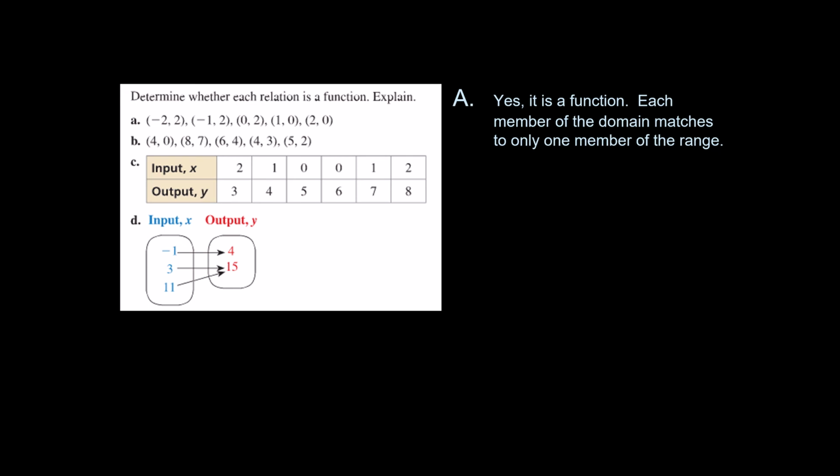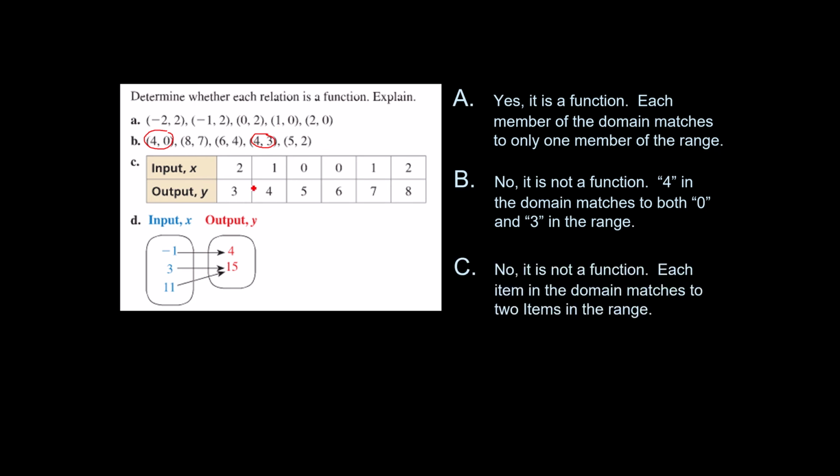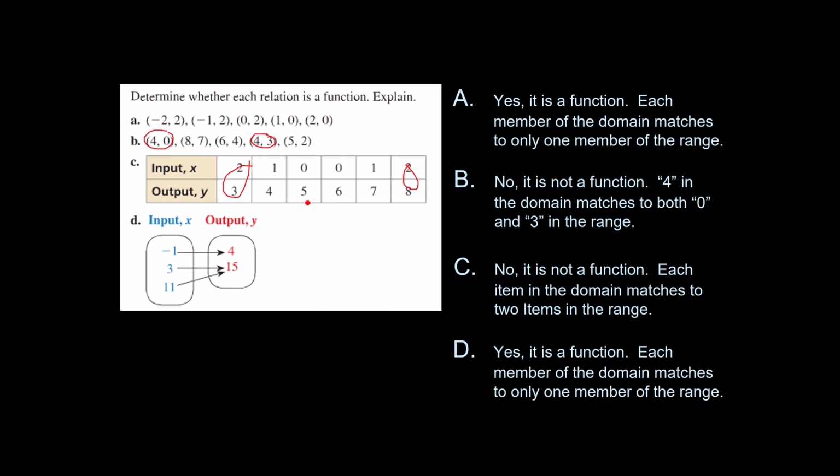A is a function because every item in the domain matches to one item in the range. B is not because if you look carefully, 4 is matched to 0. 4 is also matched to 3. That is unacceptable. This is not a function. C is not a function because 2 matches to two things, 1 matches to two things, and 0 matches to two things. Definitely not allowed. And D is in fact a function. -1 only goes to 4, 3 only goes to 15, 11 only goes to 15.